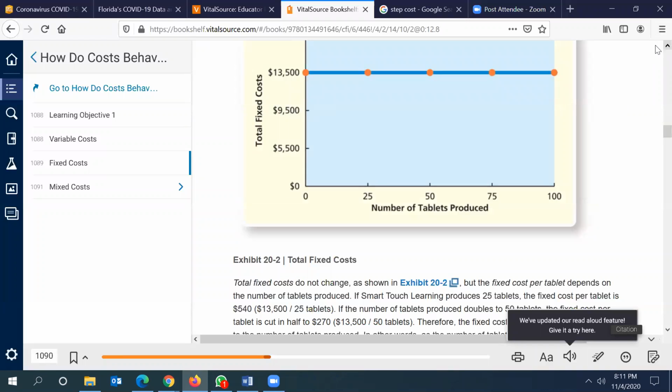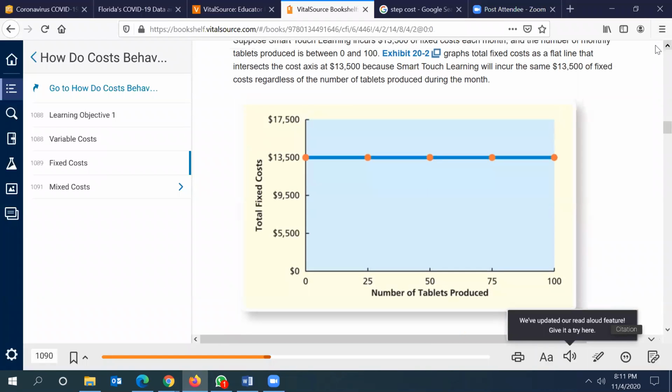So here we have a graph or plot of total fixed cost in this next chart. And in this case, this company's total fixed costs are $13,500. So as long as we are within the relevant range, that has no relation to volume. So it is simply a flat line. Total fixed cost is constant.